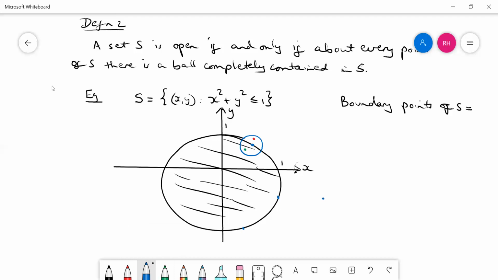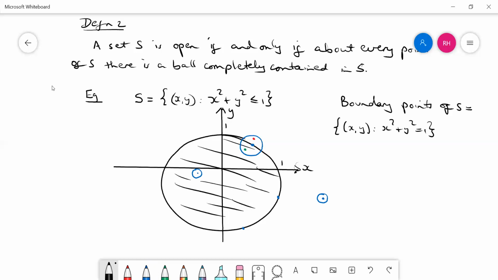Is this point a boundary point? Well, no, because I can construct a ball and there's no point in that ball that is in S. Is this a boundary point? No, because if I construct a ball, there's no point that's outside S in that ball. So the boundary, we know exactly the boundary points of S. It's the set of points x, y, such that x squared plus y squared equals 1.